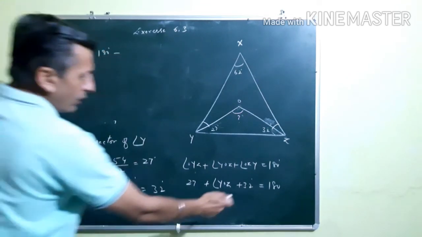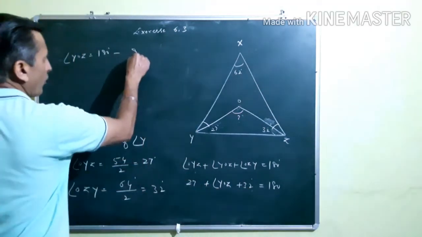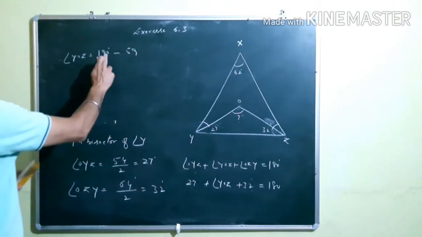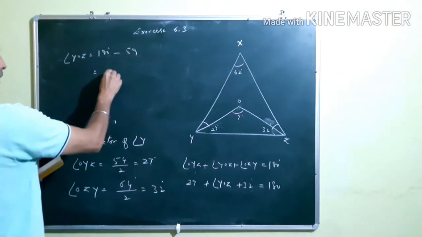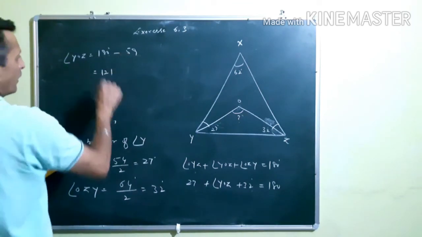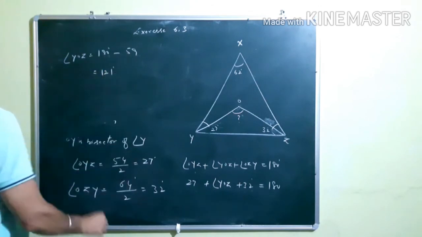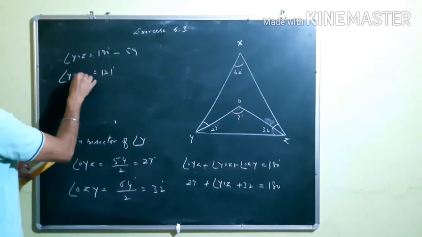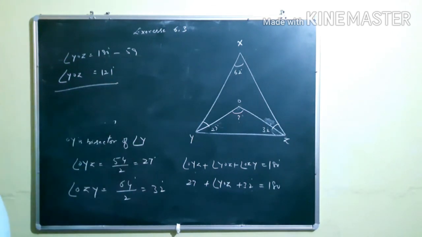So see, angle YOZ is equal to 180 degree minus of 27 plus 32, that is called your 59. So 180 minus 59, that is called your 121. So angle YOZ will be known, that is called your 121 degree. So that's also, this was my question number 2.